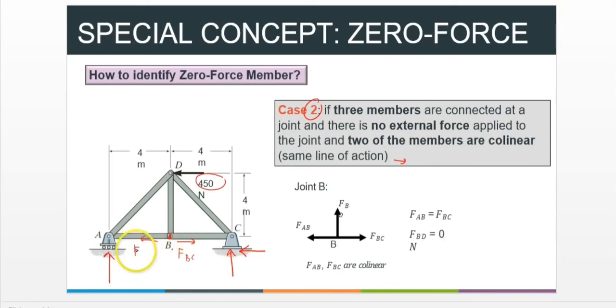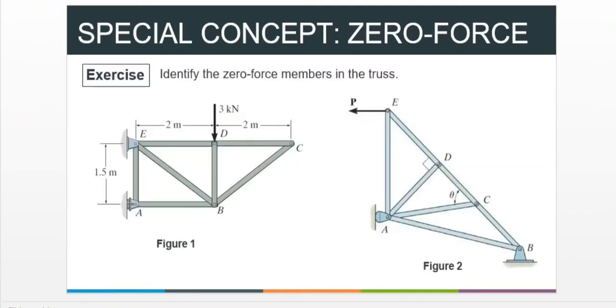F_BC and F_AB here will be called co-linear, which is 0 Newton. Okay, we go for the next example, which is a simple exercise, where we need to identify the zero force member in the truss. Right, point D kita boleh nampak lah, point D tu kita ada external force. So this one as usual we put a force depending on the roller ataupun the stick into the ground.